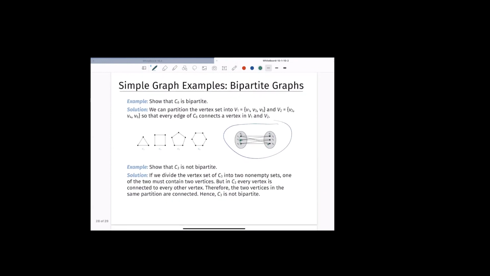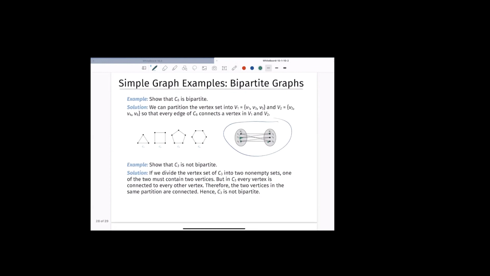So now my question to you: is C4 bipartite? Is graph C4 bipartite? So help me out. We need to wrap this up in less than 20 minutes. Is C4 bipartite according to our definition? Yes. Okay, how so? Well, why?